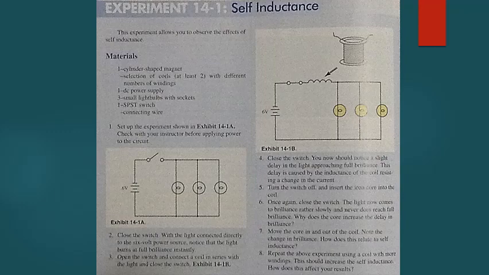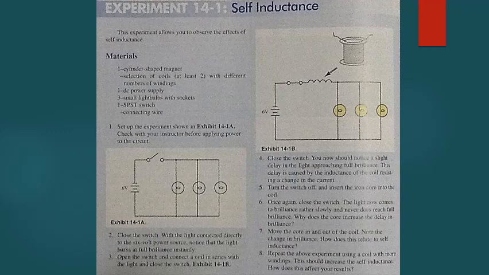For experiment 14-1, the experiment allows you to observe the effects of self-inductance. The materials needed are 1 cylinder shaped magnet, a selection of coils, at least 2 with different numbers of windings, 1 DC power supply, 3 small light bulbs with sockets, and 1 single pole single throw switch and connecting wire.